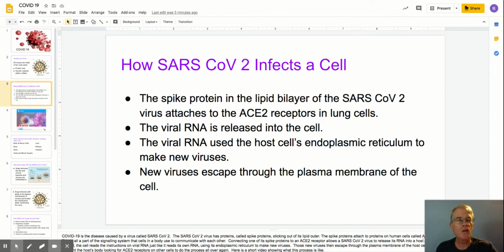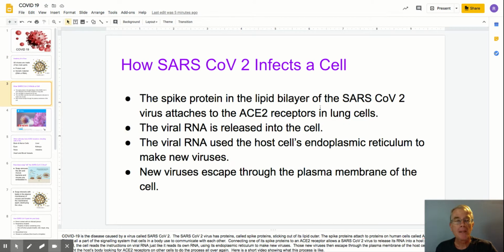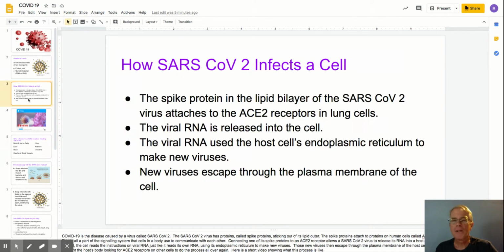By the way, SARS-CoV-2 is the name of the virus that causes COVID-19. It's related to another virus that caused a disease about 20 years ago called SARS. That was SARS-CoV-1. So it's related. The way that it infects people is a little bit different.